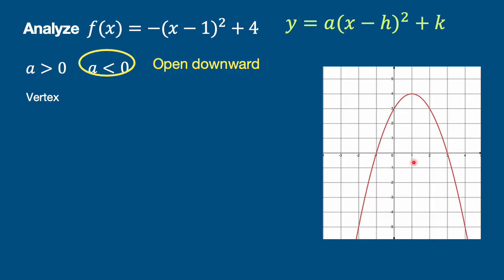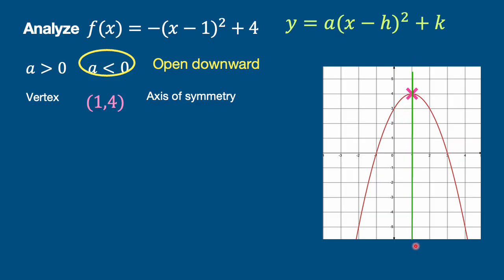How does the vertex change? Look at this: (1, 4), right? The vertex is (1, 4). See? 1 is coming from here, 4 is there. Next is the axis of symmetry, meaning a vertical line that splits this quadratic function. That comes from the x value of the vertex. That's the definition of the axis of symmetry.